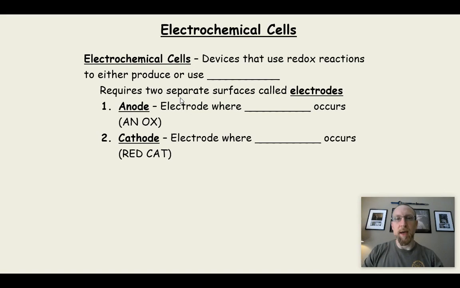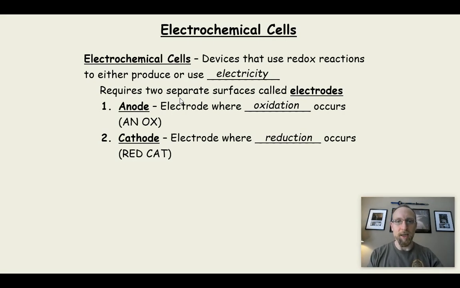So what are electrochemical cells? These are devices that use redox reactions to either produce or use electricity. So we're dealing with a conversion between electrical and chemical energies, right? Remember our types of energies, that acronym CEMENT. We have electrical energy and chemical energy in that acronym. The anode is the electrode where oxidation occurs, and the cathode is the electrode where reduction occurs.